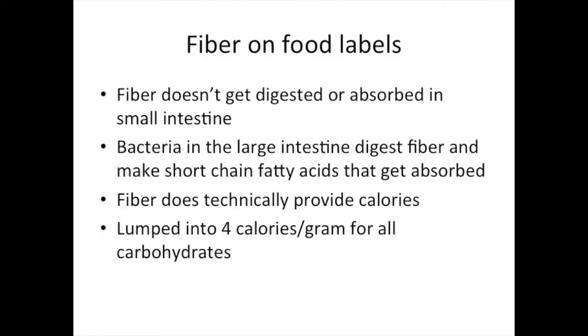So this all seems pretty straightforward so far, but one thing to note is about fiber on food labels. So remember, fiber doesn't get digested or absorbed in the small intestine. It goes to the large intestine where bacteria digest the fiber and make gas, but they also make short-chain fatty acids that get absorbed. So fiber does technically provide calories, and it gets lumped into the 4 calories per gram. So it's 4 calories per gram for all carbohydrates.